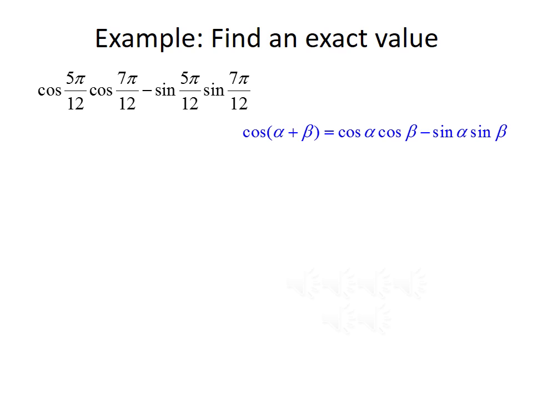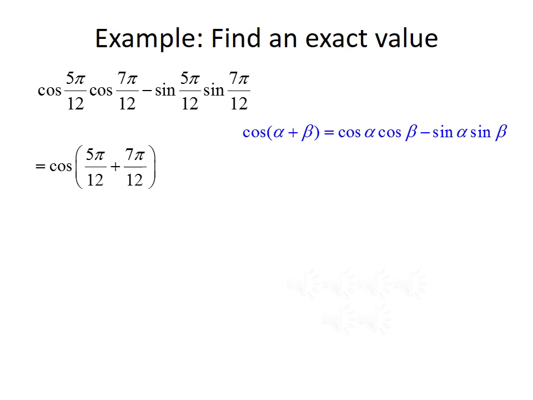So the first thing we need to do is identify which formula we're going to use, and it looks like this is going to be the sum formula for cosine. Cosine of alpha plus beta equals the cosine of alpha times the cosine of beta minus the sine of alpha times the sine of beta.